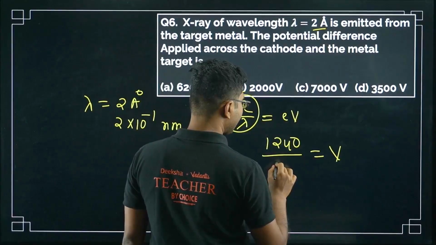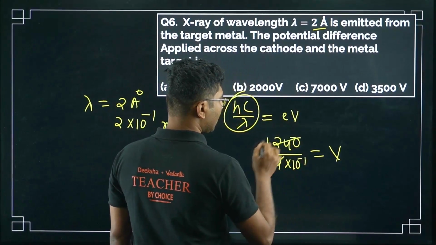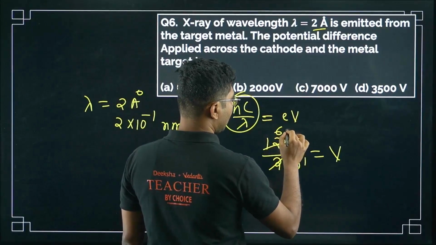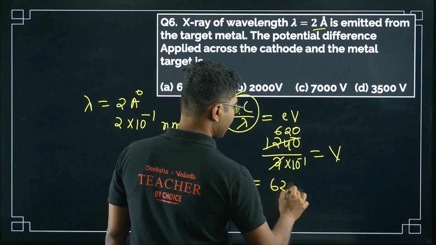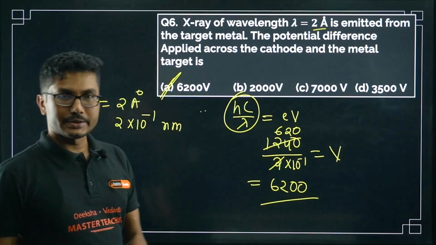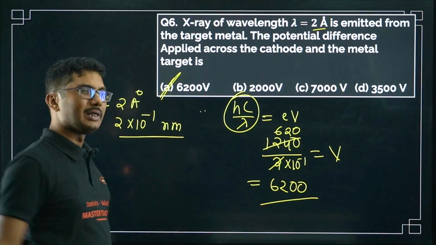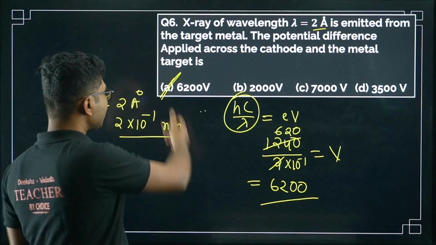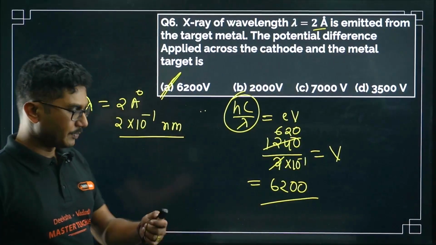1240 divided by 2 into 10 to the power of minus 1. So it will be 6 to 20, and this 0 will go up. You will get 6200. 6200 volt is the answer for this question. Easy question. Only thing, you have to be a little careful with this conversion. Nanometer to angstrom, multiply by 10. Angstrom to nanometer, divide by 10.